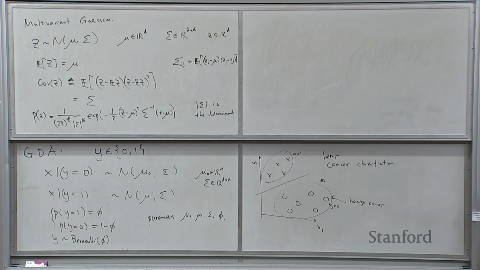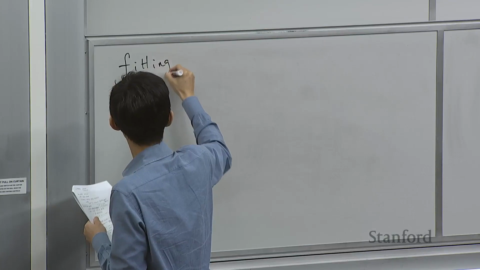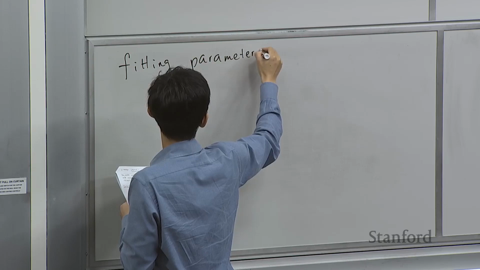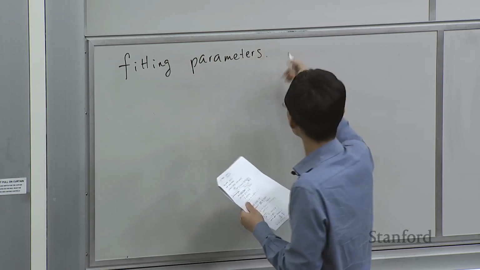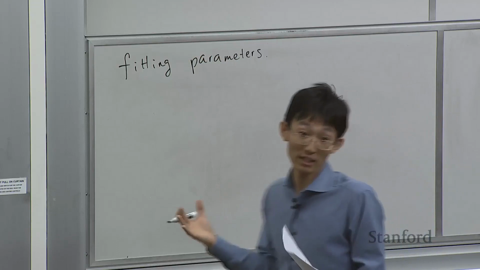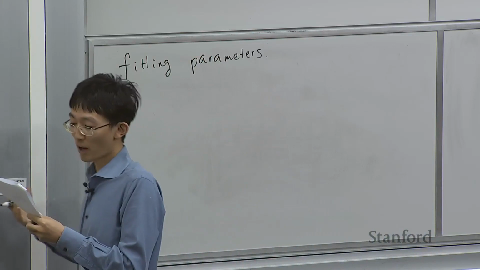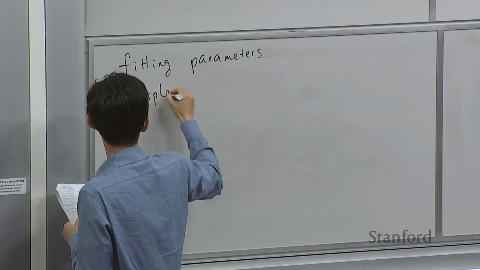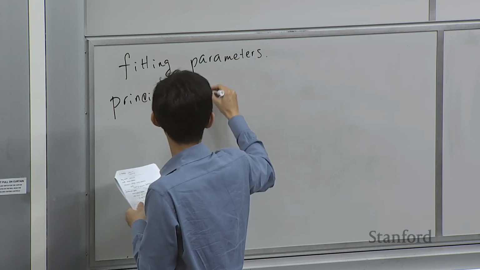Okay, so the next part is about fitting parameters. How do we learn the parameters? From data, right? The general principle is maximum likelihood.